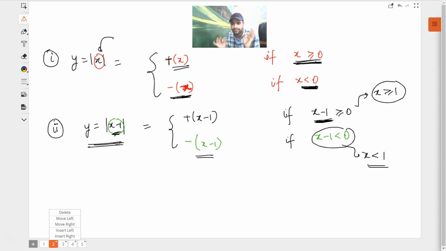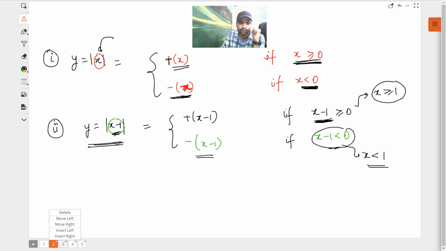Right or not? Everybody clear with these things or not? These are very important, guys. If you don't understand now, you guys will be making a lot of errors. Again, I'm telling you, if the thing written inside the modulus is positive, then only I'll open the modulus with a positive sign. And if the thing written inside the modulus is negative, I'll open the modulus by writing a minus sign in front of that. Everybody clear?